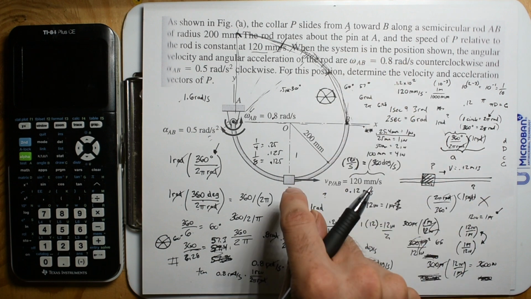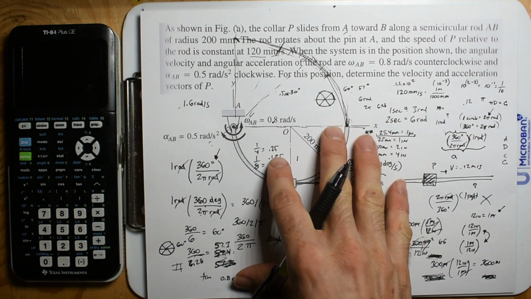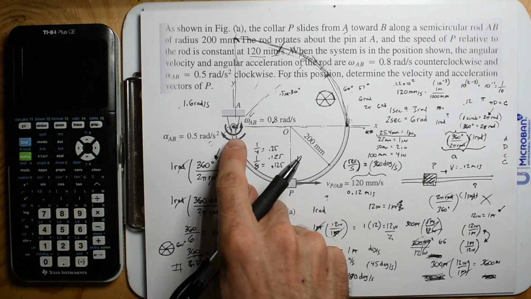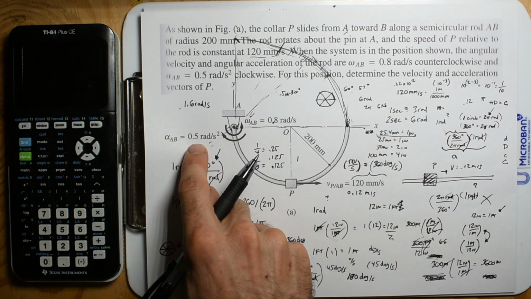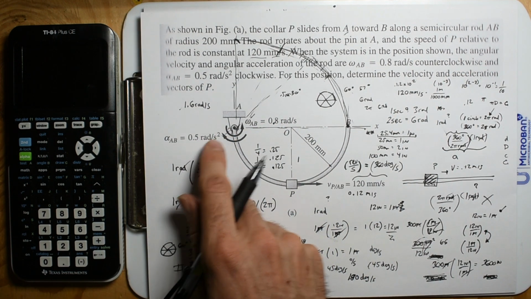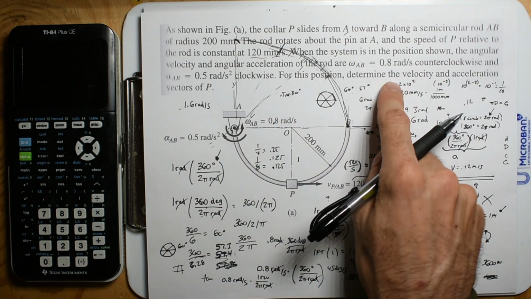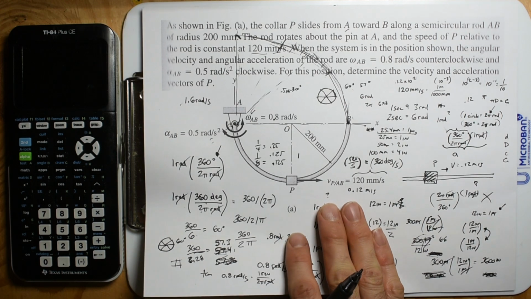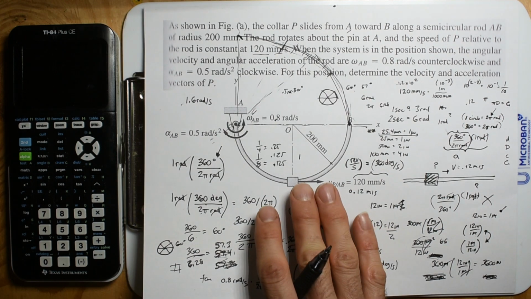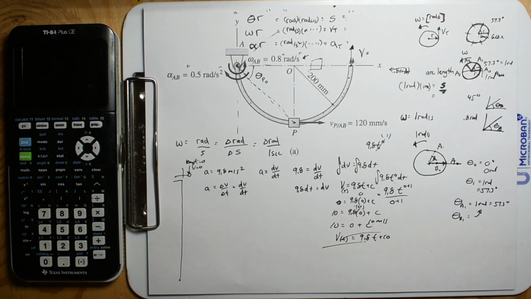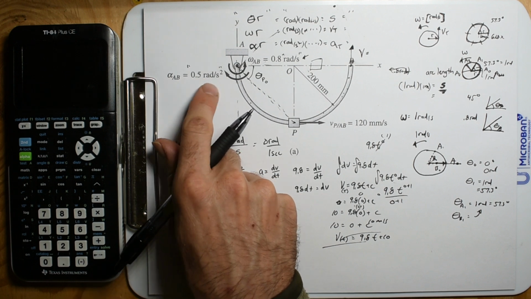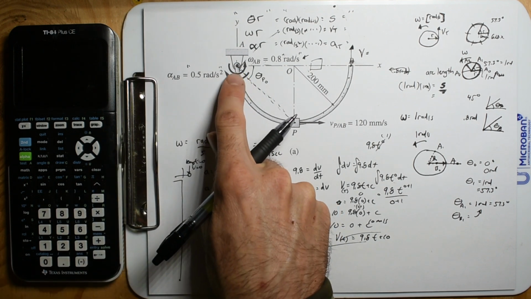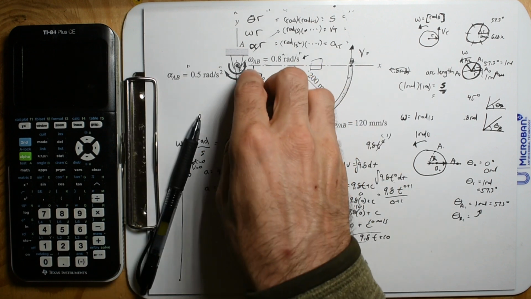When the system is in the position shown, that's why all these problems are just like, hey, in this little snapshot in time, the angular velocity is this, and the angular acceleration is that. And then for this position, determine the velocity and acceleration of vectors p. That's all we can do, but we could just assume that this acceleration is constant, and it's going in the opposite direction. It's kind of slowing this down.